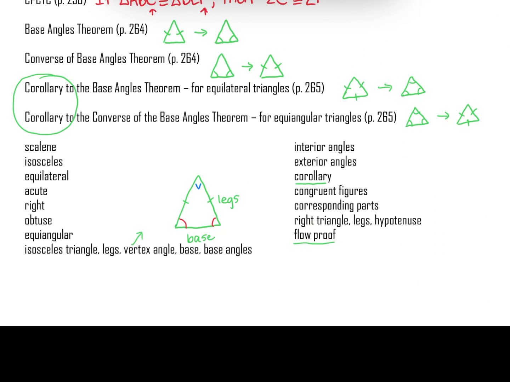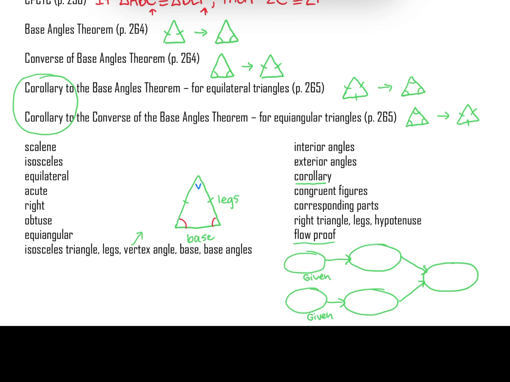The only other thing I see is that flow proof. That's the type of proof where if I have some givens and it shows me that they lead to some statements, and then eventually, in the end, all of those come together to prove the final thing that I'm trying to prove. That's a flow proof. It's just that same idea, just written in sort of a picture form.